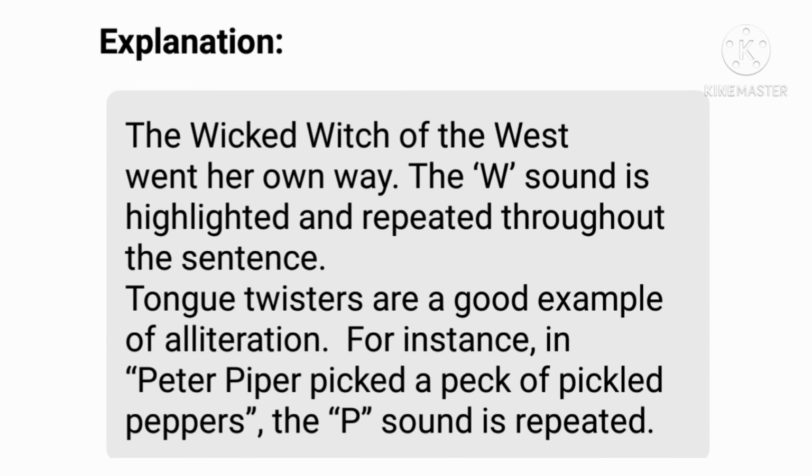We can say tongue twisters are a good example of alliteration. For instance, in the tongue twister, Peter Piper picked a peck of pickled peppers, we can see the occurrence of the consonant letter P and its sound being used in the beginning of closely connected words. Would you like to try this tongue twister once again with me? Let's try. Peter Piper picked a peck of pickled peppers. Have you succeeded? If not, try again and again.